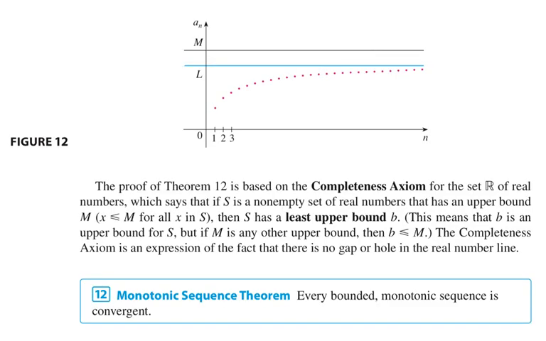So that leads us to one more theorem. I think it's the last one. Crazy amount of theorems in this unit. So here's the theorem, and it says that every bounded monotonic sequence is convergent.